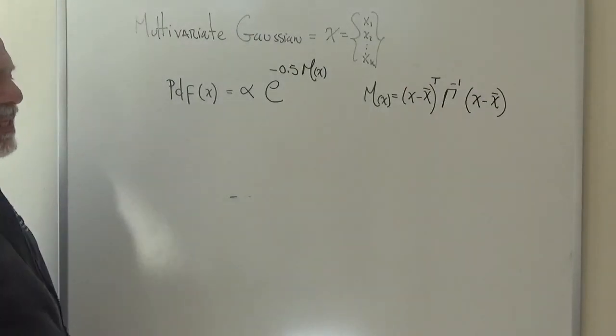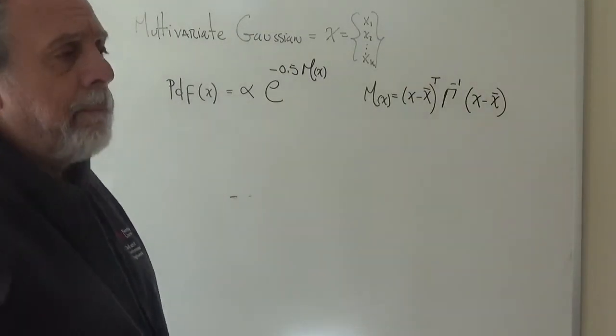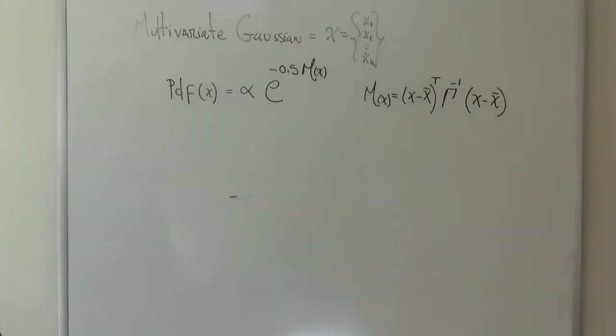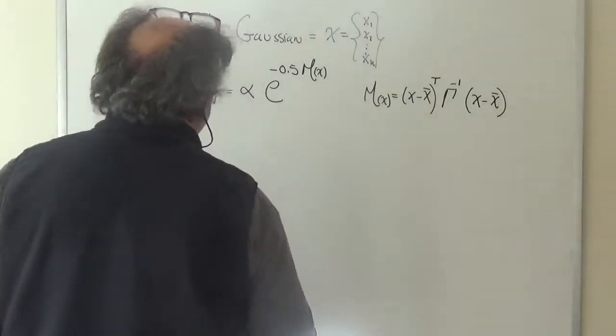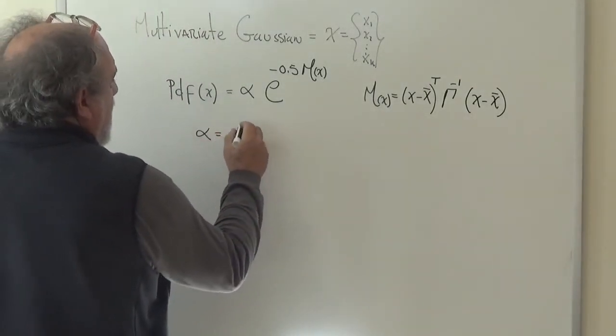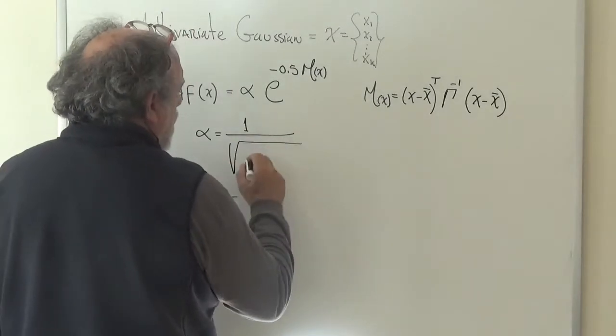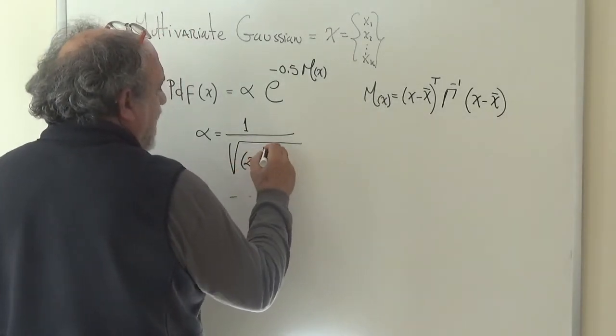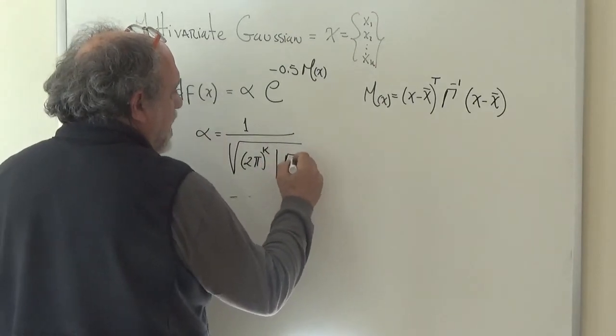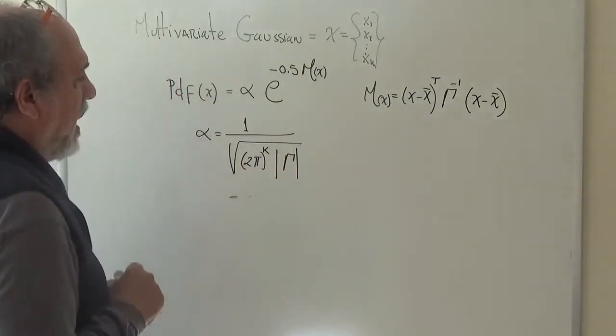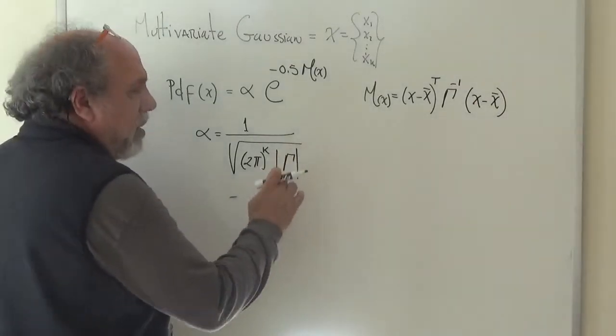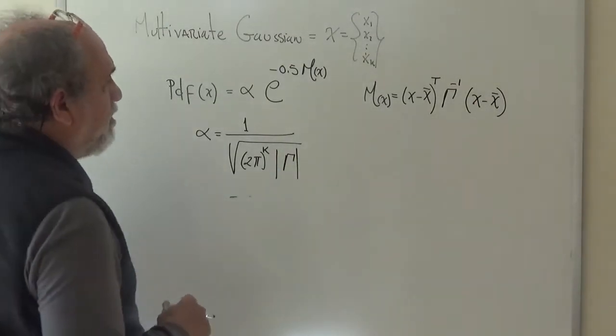That's the Mahalanobis distance, and Mahalanobis was a statistician from India from recent times. You might want to check him out on Google, learn a little bit about the man. So the Mahalanobis distance m is this, and the constant alpha is 1 divided by the square root of 2 pi raised to the k times the determinant of the covariance. That double line, which normally stands for absolute value, when it's a matrix we mean the determinant.